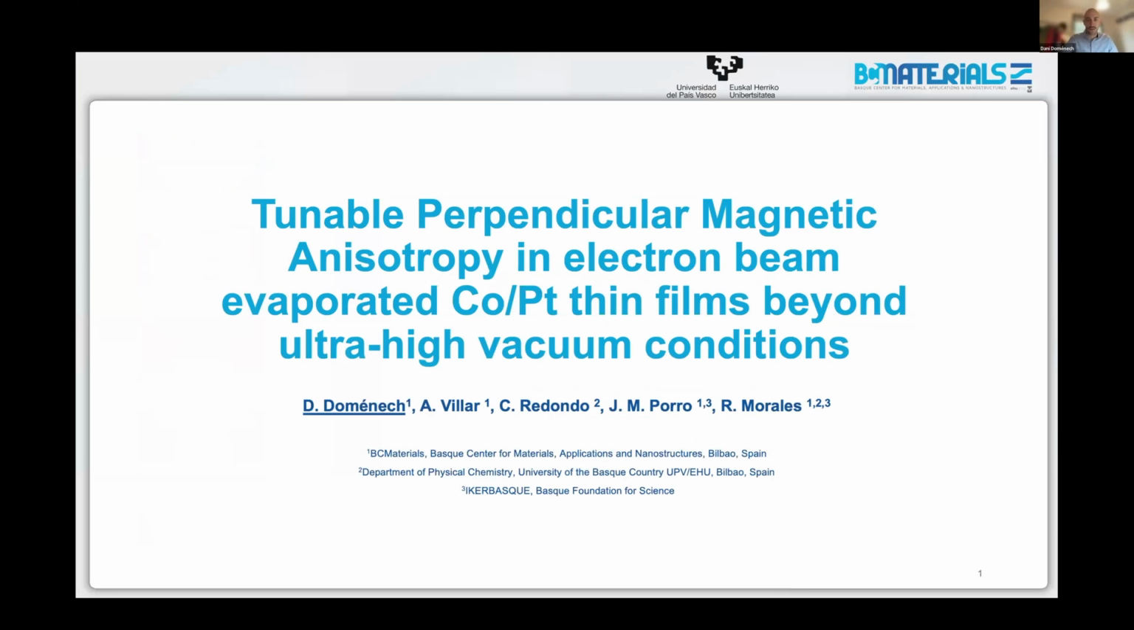And today I'm going to share some results regarding my thesis with the results of cobalt platinum thin films, where we can tune the perpendicular magnetic anisotropy, fabricating samples beyond ultra-high vacuum conditions.